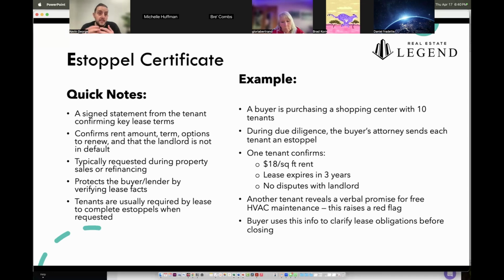And once I get all my estoppel certificates, I feel more confident going into this thing, knowing all the lease terms. I know when it expires, there's no disputes, and I'm able to move forward towards closing because all the tenants signed a statement saying that they're being honest about everything.